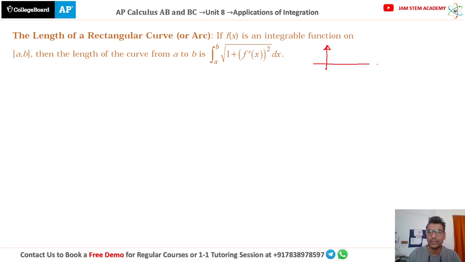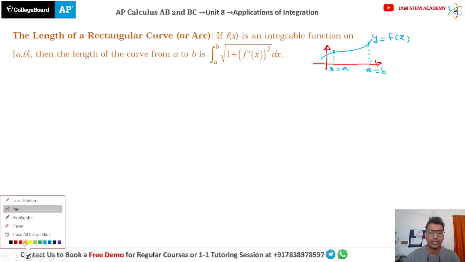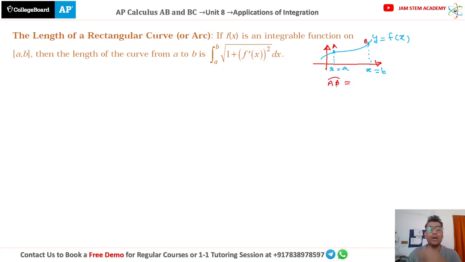Consider that we have a function, and we are looking for its arc length starting from this point to this point. Let's call this x equals a up to this x equals b. The equation of the curve is, let's say, y equals f of x. Now we need to find the arc length, which we also call quadrature. Let's call it AB. The arc length AB is given by this formula, but how did we get this?